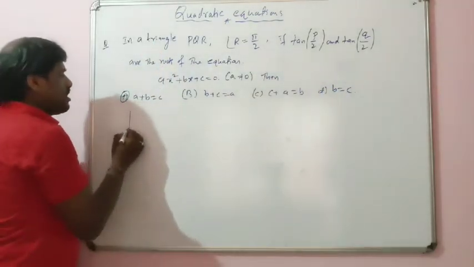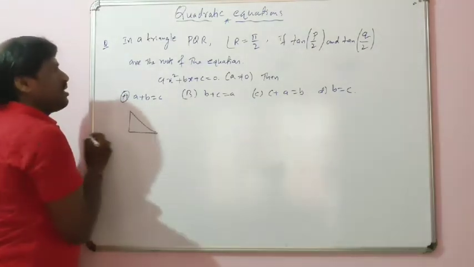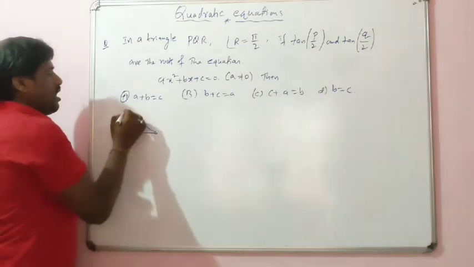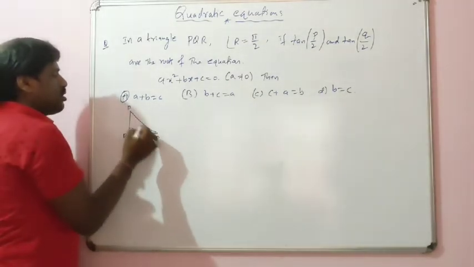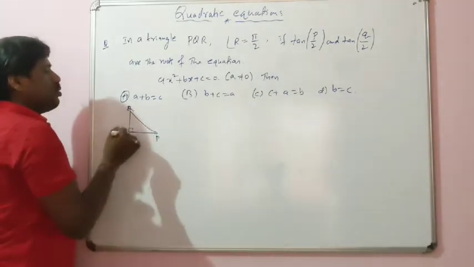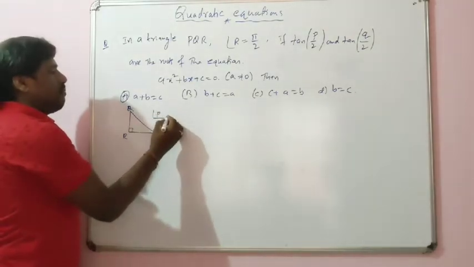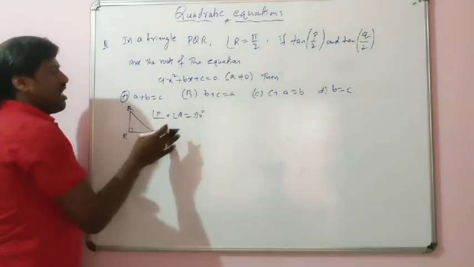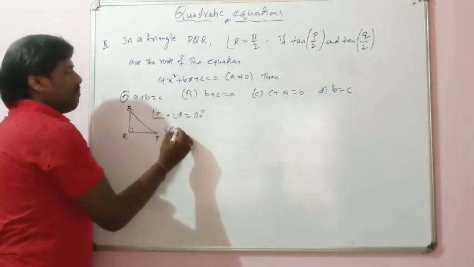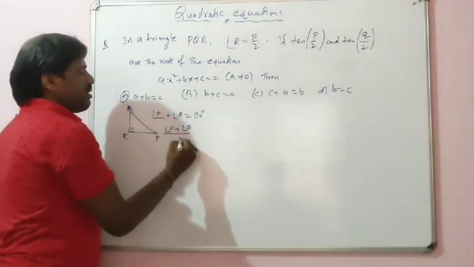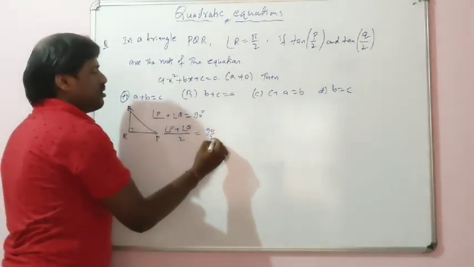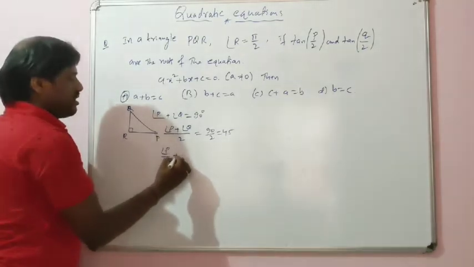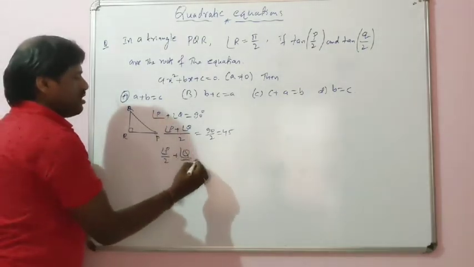Here it is a right angle triangle PQR, and it says that R is the right angle, pi by 2. So you know that it is a right angle triangle. Angle P plus angle Q will be how much? 90 degrees. Then if I divide angle P plus angle Q by 2, that is 90 by 2, equal to 45. It means angle P by 2 plus angle Q by 2 is equal to 45.